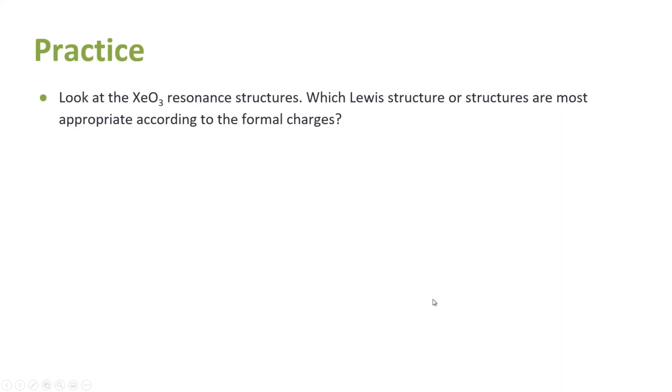We have, in the last episode, we drew 8 different resonance structures for xenon trioxide. Now we're going to evaluate the formal charge on all 8 of those to try to identify which structure or structures are the most appropriate, the most stable according to the formal charges.